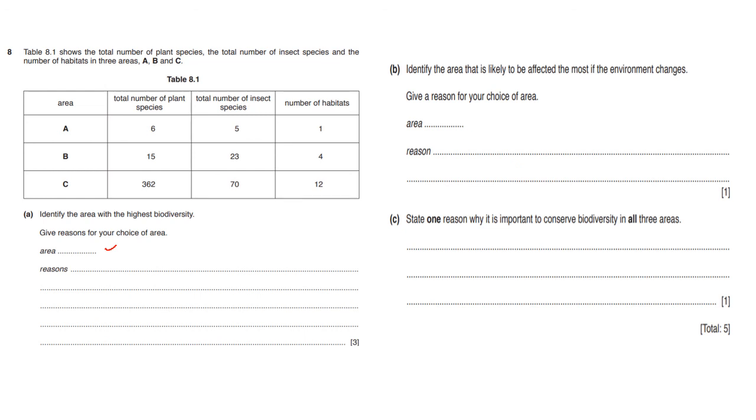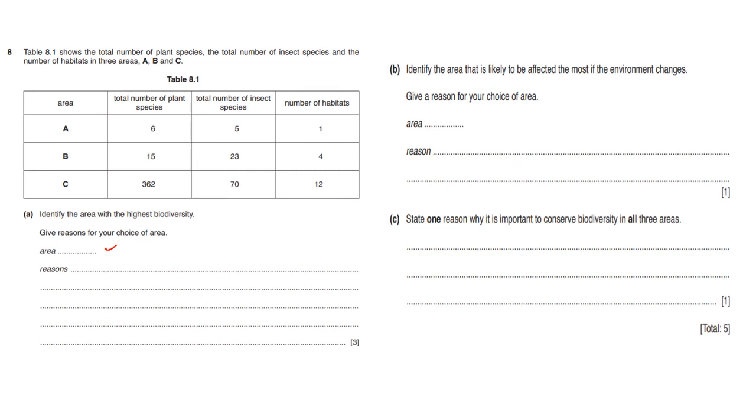Then here it says identify the area that is likely to be affected the most if the environment changes. So if the environment changes, you're going to have a big issue with the region that has the smallest number of species. This is because when the population is small, you have less gene flow, so you have less variation. And that means that most of the species are probably very alike genetically. And so if there is an environmental selection pressure, they're less likely to survive because they're all the same, if you think about it that way.